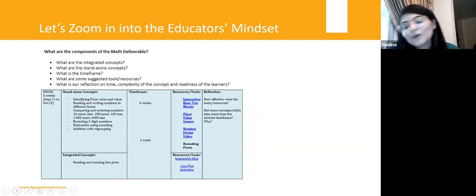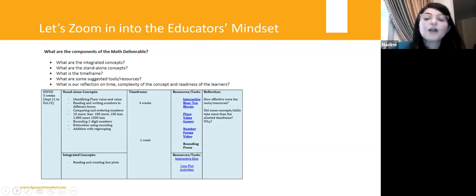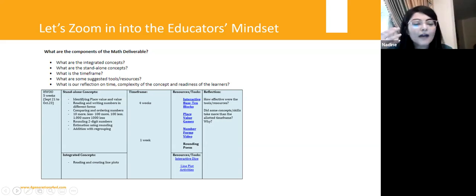Okay, and this is what we call the pillar. I personally call it the pillar. It's known as the math deliverable, or we can say the mapping of concepts, where we map the concepts in terms of integrated or standalone. It acts as a timeline to keep the time frame of each concept, for example, how many days or how many weeks this concept will take. In addition to setting a time frame for the mathematical concepts and skills, we also think about resources or tools that will facilitate the learning and the teaching. And for sure, most importantly, reflection that's always ongoing.